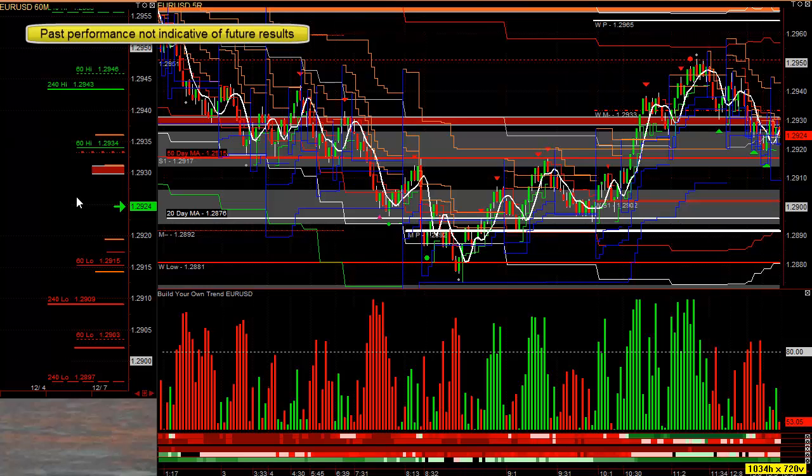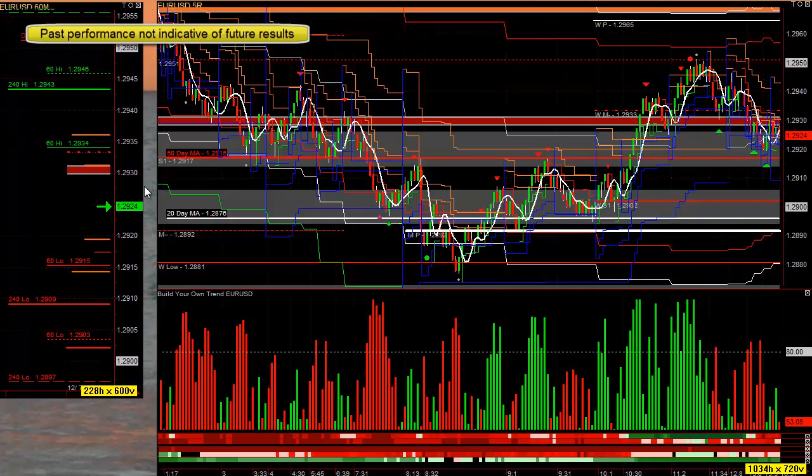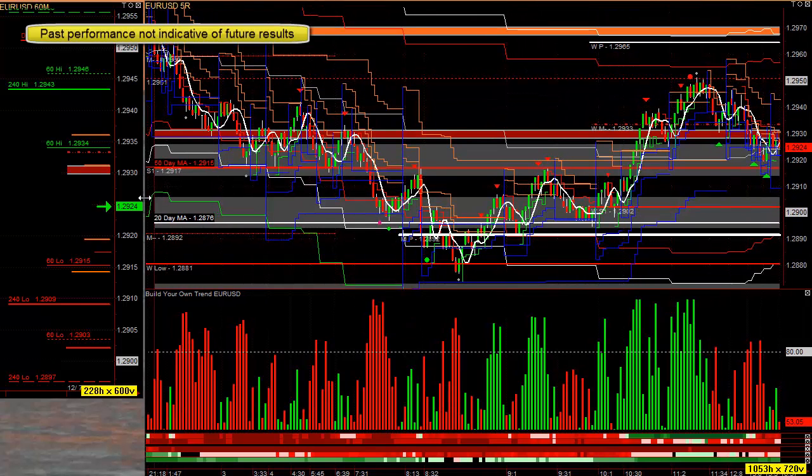Now, if you want to have these scroll over to the left, you can hit the plus key, make it fit in there however you want. You can resize it. The smaller the better. It's designed to let you know where the current prices are.